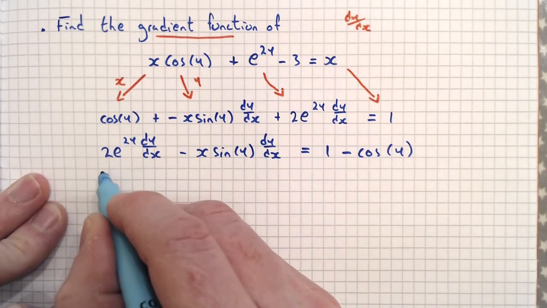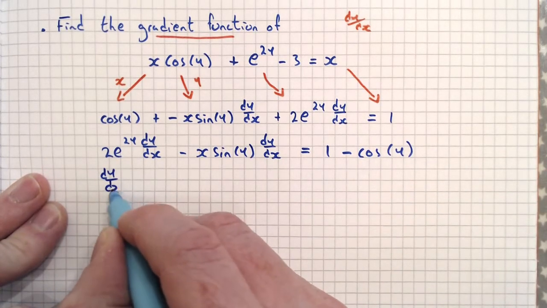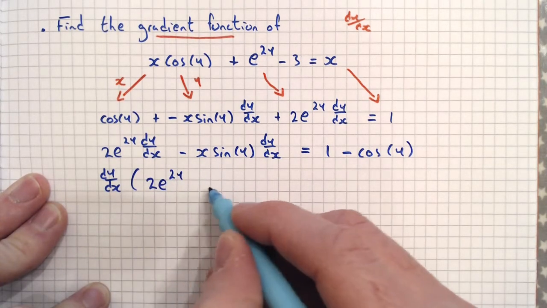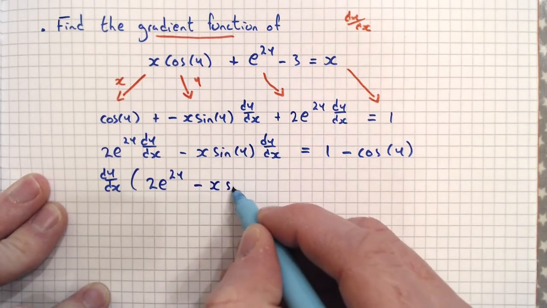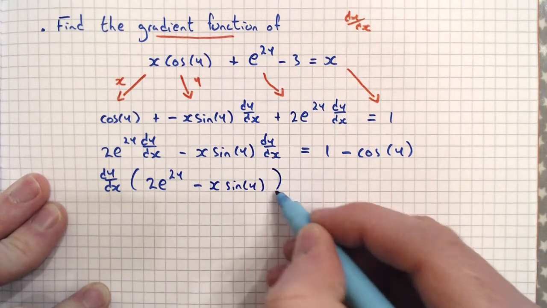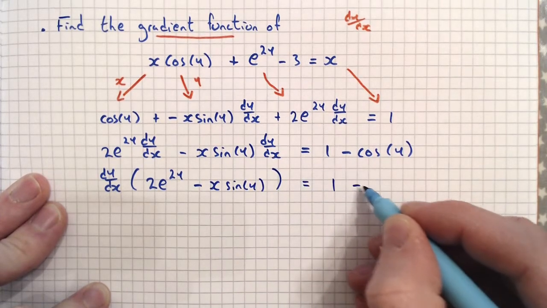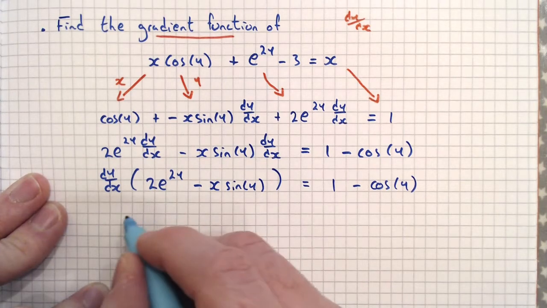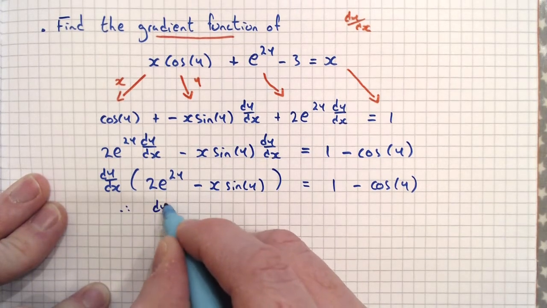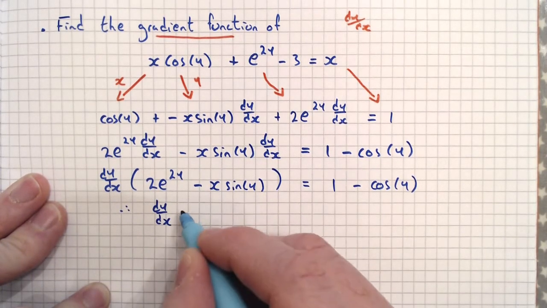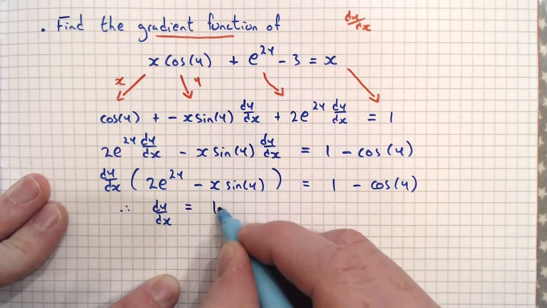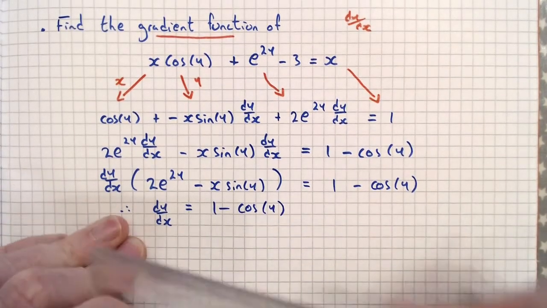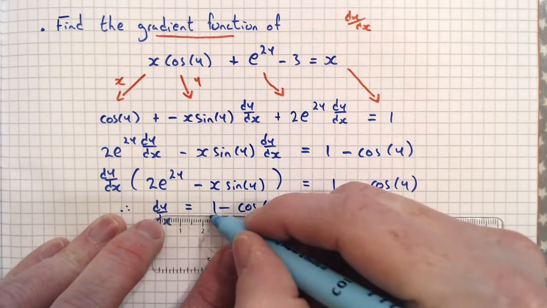And as before with our next step, we want to take out dy dx as our common factor. Now you should find when you do these questions, finding the gradient function or finding dy dx, the steps are almost always the same. Differentiate it, rearrange it. And to rearrange it, it's collect the terms on each side, factorize, and divide. It's always that. So dy dx is going to be eventually 1 minus cos y divided by that large bracket, 2e to the 2y minus x sine y.